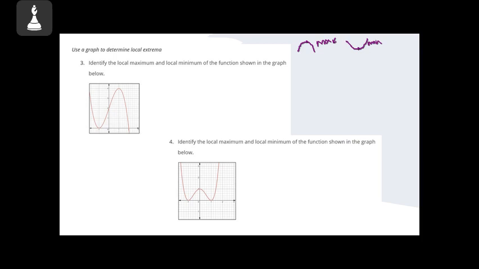When I look at this first graph here, that is a turning point. I go from decreasing to increasing. That is a minimum, and it is located at an x value of -1, a y value of 0. Following the graph, the increase turns into a decrease at that peak there, and that is a maximum then at the x value of 1 and the y value of 4.